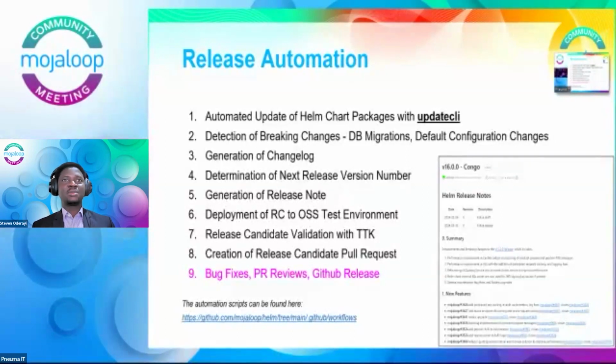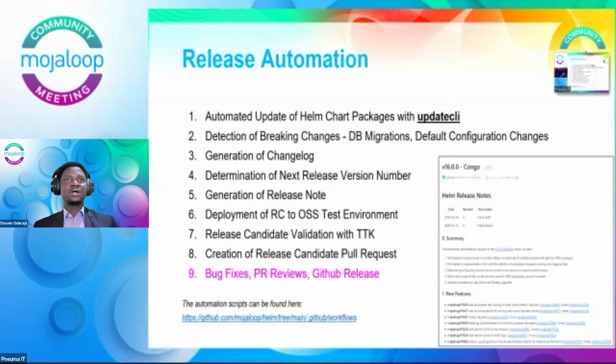For the sake of time, I would briefly just go through each of these steps. And for some of you that are interested in the details of the implementation of this automation, you can look at the Helm repository itself. There is a folder within that repository called .github and /workflow. So you can see the details of the automation.